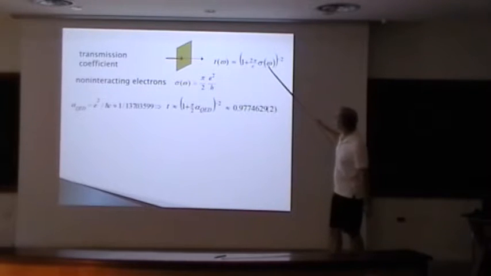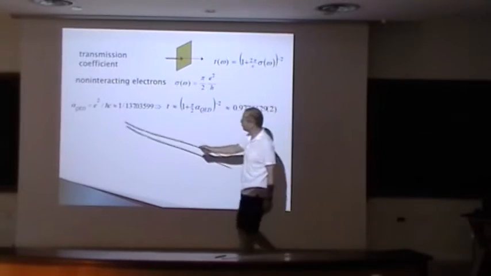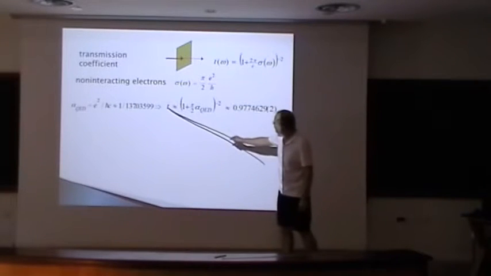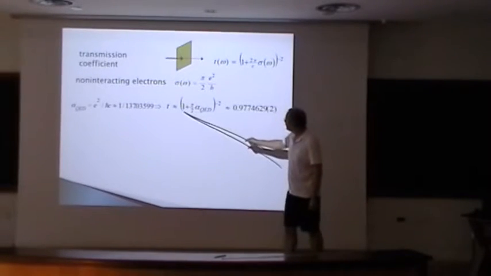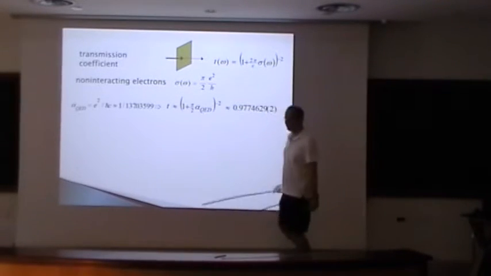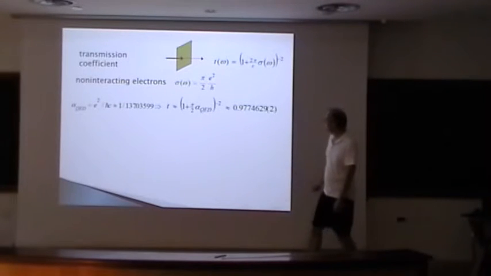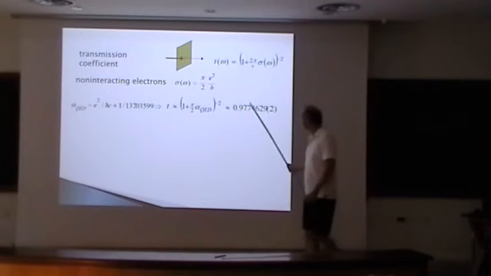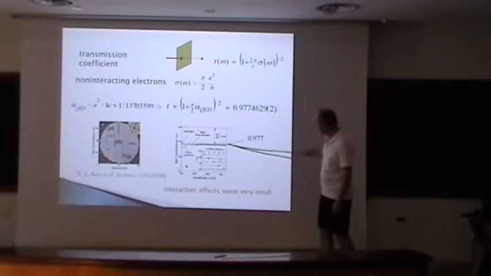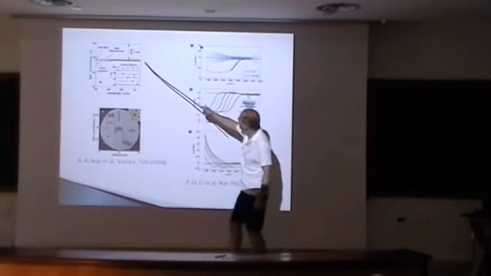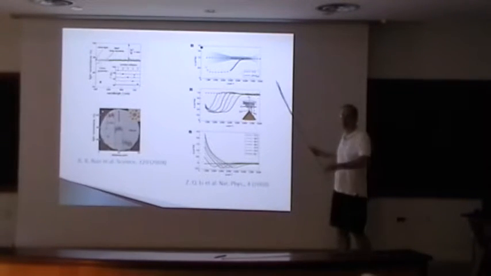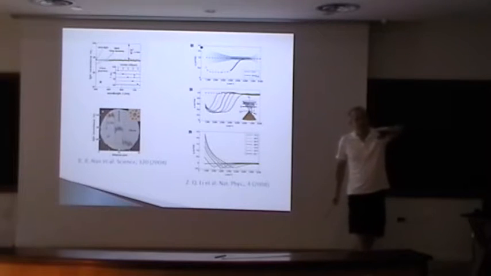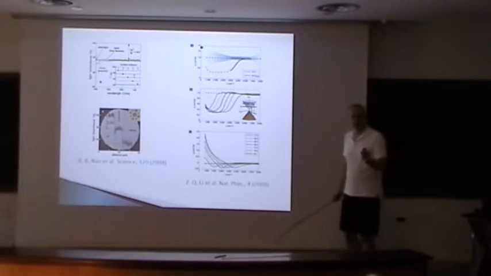If you insert this result here, you get e squared over h-bar c, which is of course the fine structure constant of quantum electrodynamics. And that's why it's been discussed that by measuring the transmission coefficient, you can measure the fine structure constant. If you insert 1 over 137, you get 97% transmission, and the rest is absorption. There are experiments here that indeed see this, with some more data here. So we have this very strong 97% transmission and absorption of 2.3% in these systems.